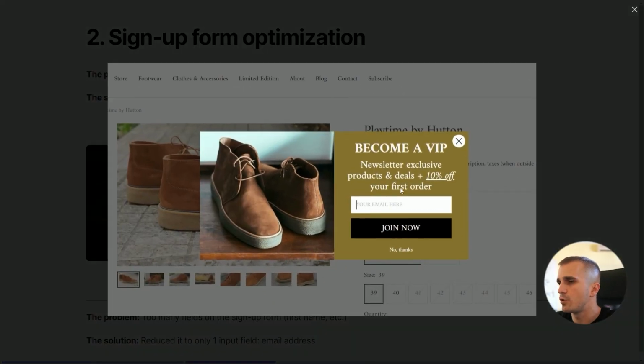But if you try to make your sign-up form lengthy or you're not direct, as in this example, which starts like become a VIP, exclusive products and deals, 10% off your first order. It said all the things that are not that important to your customer. And then at the end of the sign-up form, you have 10% off your first order. This should have been the first part of the sign-up form. It should be a headline, get 10% off your first order, and then all the other text. So you want to be direct. You don't want to complicate it here.